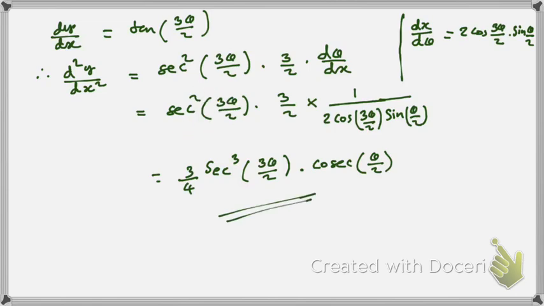You have already a sec square 3 theta by 2, and 1 by cos 3 theta by 2 makes it another sec 3 theta by 2. So sec square 3 theta by 2 into another sec 3 theta by 2 makes it sec cubed 3 theta by 2. Into 1 by sine theta by 2 is cosec theta by 2. So that's the second derivative.